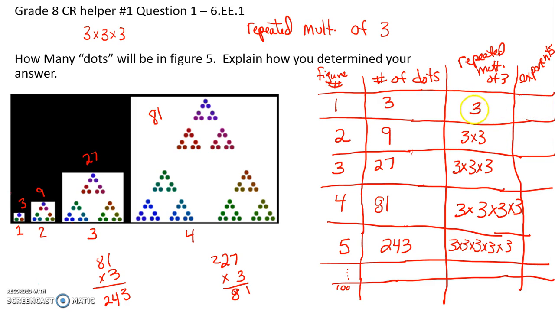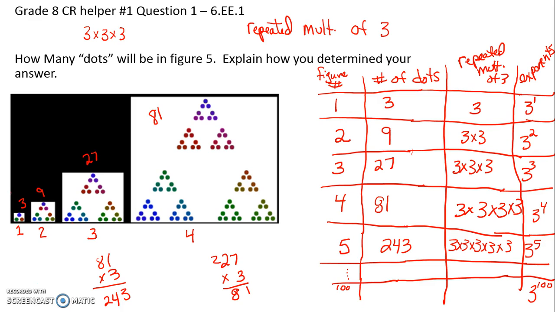But let's see. This first one, when it was the first figure, it was just 3 to the first power. For the second figure, it was 3 to the second power. For the third figure, it was 3 to the third power. For the fourth figure, 1, 2, 3, 4, it was 3 to the fourth power. For the fifth figure, 1, 2, 3, 4, 5, it was 3 to the fifth power. Guess what? They asked you for the 100th figure. At this point, you could say, okay, sure, if you want to know the number of dots, it's 3 to the 100th power. And we're not going to spend time figuring that out.